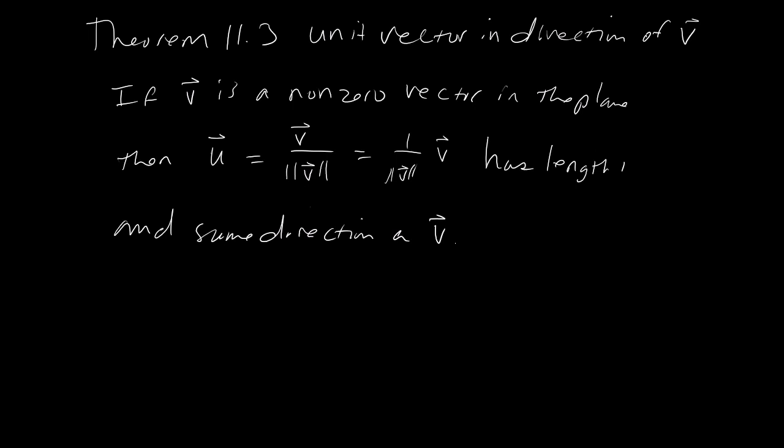So why is it the same direction as v? Well, take a look. Notice 1 over the magnitude of v is a scalar. The magnitude of v is a real number. It's a scalar. 1 over that number is also a scalar. So the reciprocal of the magnitude is just a scalar, and we have a scalar multiple of v. A scalar multiple is never going to change the direction. It's just going to make the vector longer or shorter. Okay?